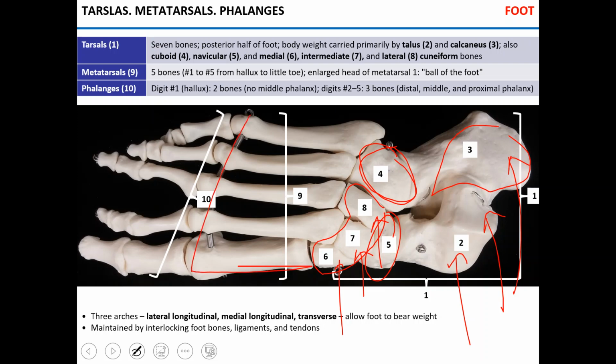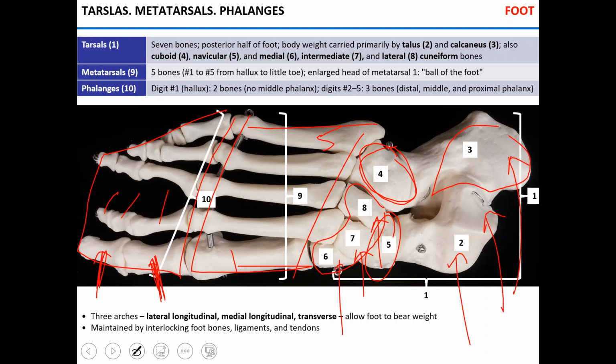Now these ones are metatarsal bones. They are numbered 1 through 5 from the hallux, or big toe, to the little toe. And these are of course phalanges. You can see that just like in the hand, there are only 2 phalanges in the big toe, proximal and distal. And there are 3 phalanges in all other toes: proximal, medial, and distal.